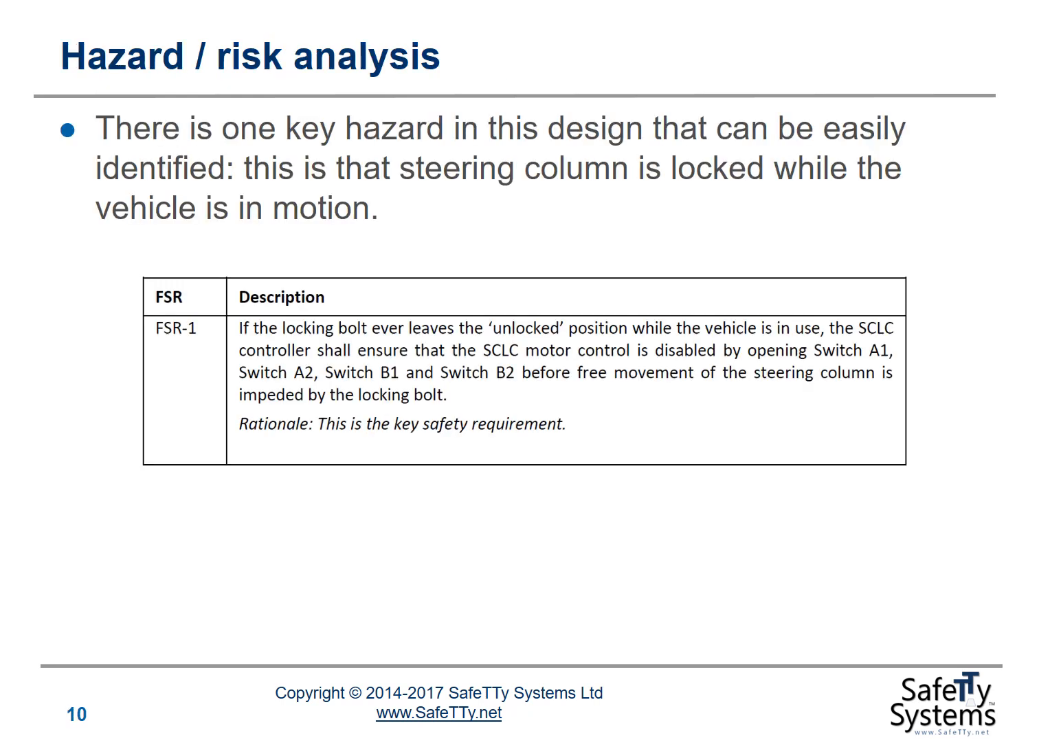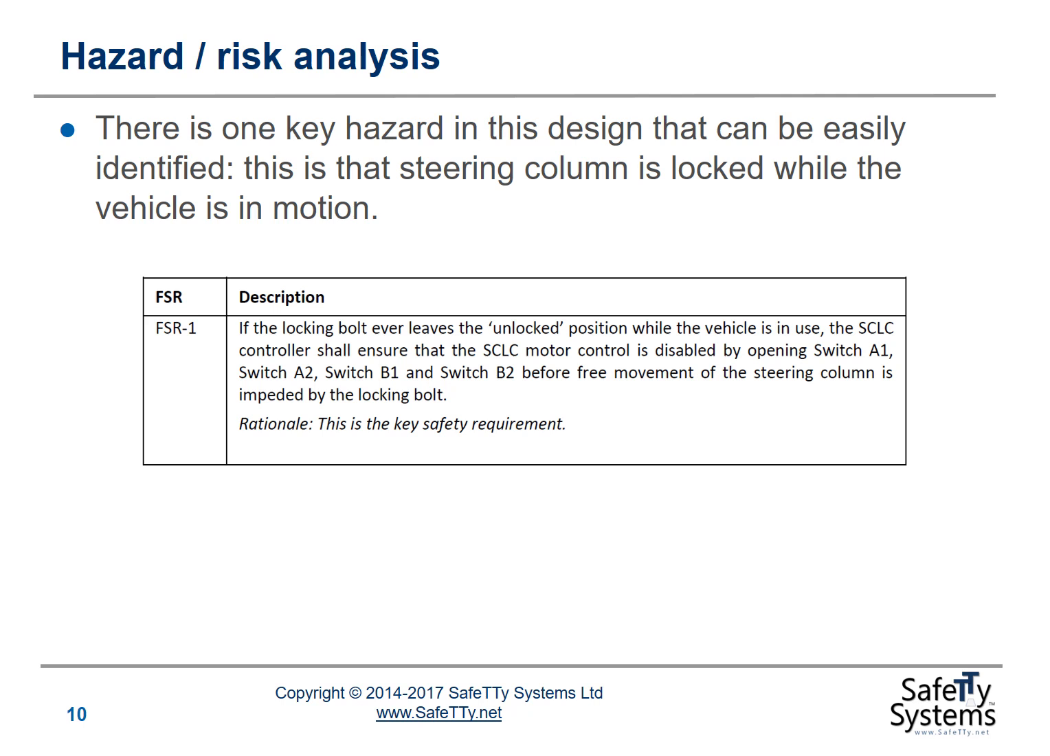So there's one key hazard in this design that can be easily identified. This is that the steering column is locked while the vehicle is in motion. So this gives us functional safety requirement 1. If the locking bolt ever leaves the unlocked position while the vehicle is in use, the steering column lock controller shall ensure that the motor control is disabled by opening switches A1, A2, B1 and B2 before free movement of the steering column is impeded by the locking bolt. This is a key safety requirement.